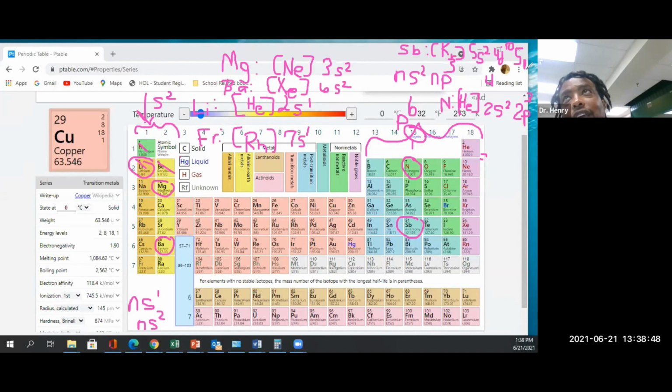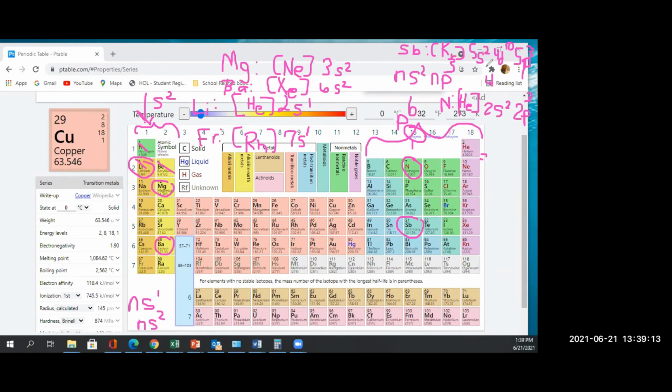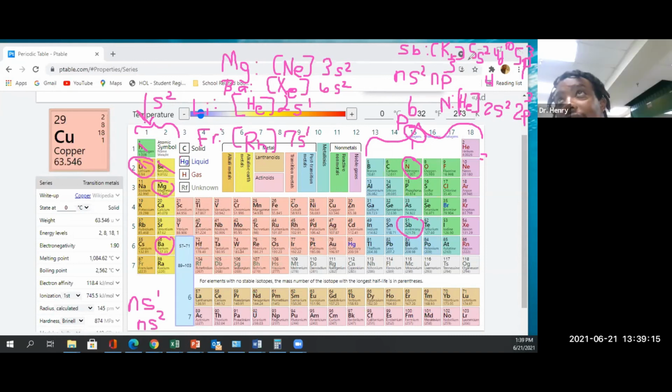Okay, 4d10, and then 5p3. Okay, how many electrons do I have in that outer shell? As in the outer period. 5. So I have 5, right? So I have 2 that are in the s, and I have 3 that are in the p. So I have 5s2, 5p3.